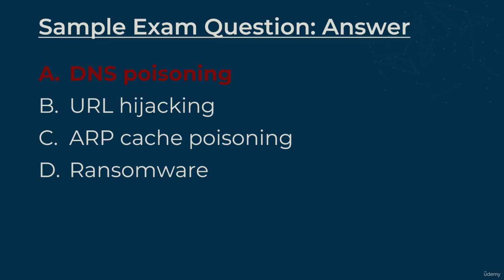And ransomware, of course, is a type of malware that normally encrypts user data files and demands a ransom payment in order to receive a decryption key, potentially receive a decryption key. So there you have it. The answer here is DNS cache poisoning.